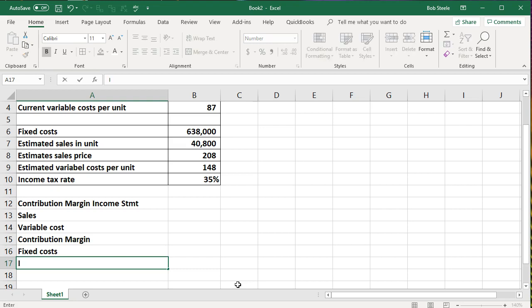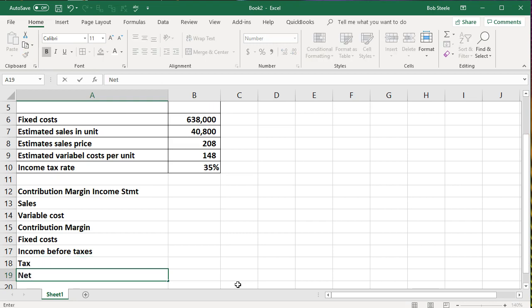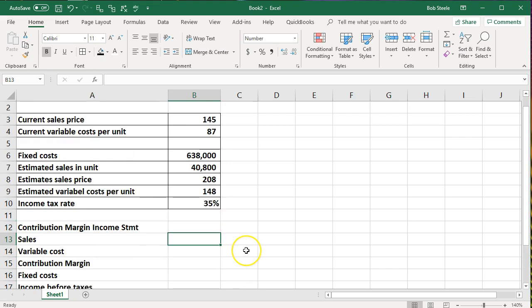But this time we're going to say income before taxes. Because then we're going to have the taxes. And then say it'll be net income after taxes. So we're going to include the tax in our calculation here, or at least estimate for it. Now we're going to start off with the sales per unit. And that's going to be our starting point for us to make that projection.